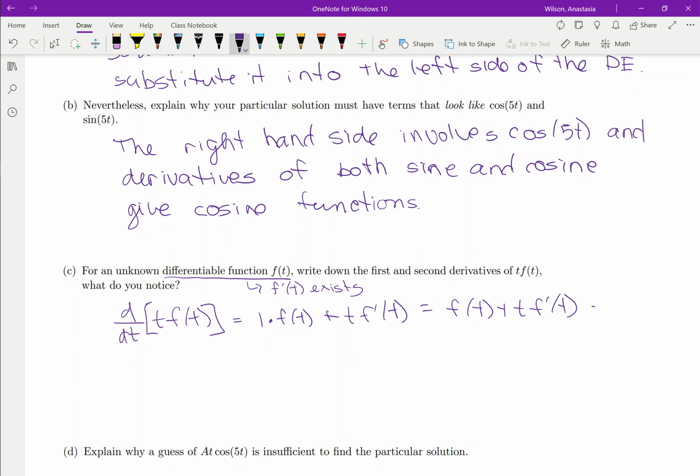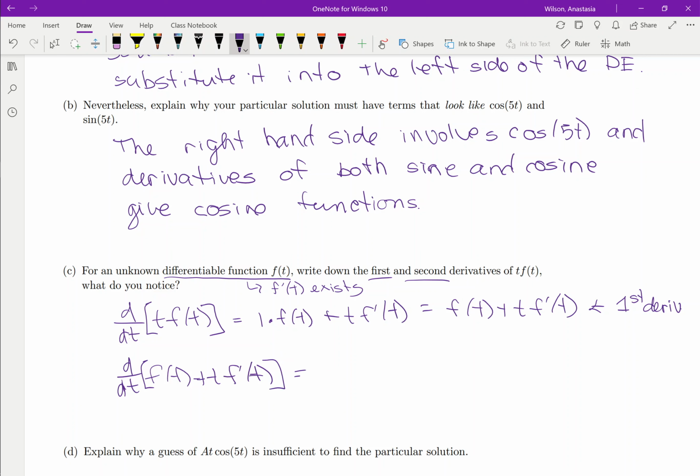And this is the first derivative here, which is one thing the problem asks us to do. But the problem also asks us to find the second derivative. So we need to differentiate again, which means we're going to find the derivative with respect to t of what we just found, f of t plus t f prime of t.